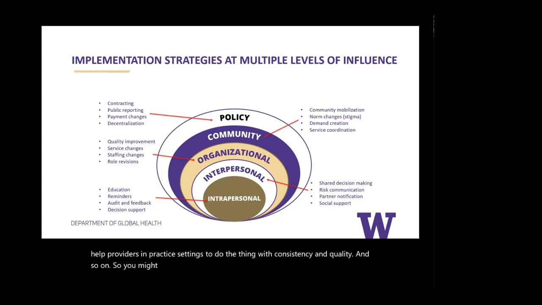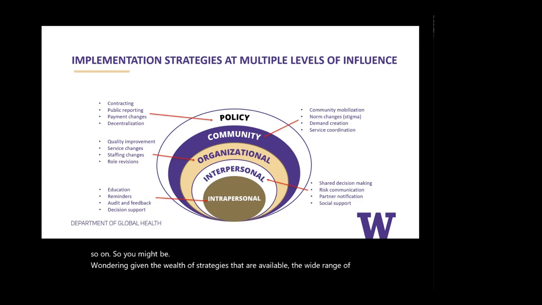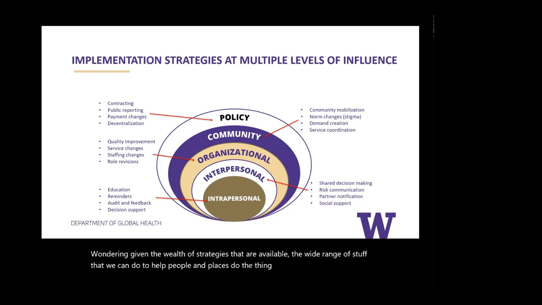So you might be wondering, given the wealth of strategies that are available, the wide range of stuff that we can do to help people and places do the thing, how do you select strategies to employ? The answer is that we select strategies to address and overcome the barriers to implementation that operate in the practice settings or the form of settings where implementation is going to occur. In implementation research, we typically conduct formative research to identify those barriers or challenges to implementing that intervention. And then we select implementation strategies to target those barriers.